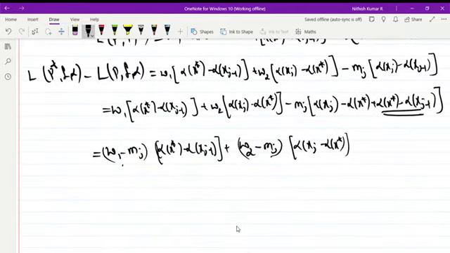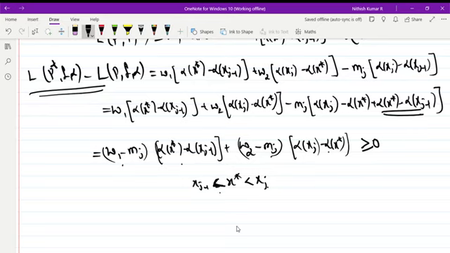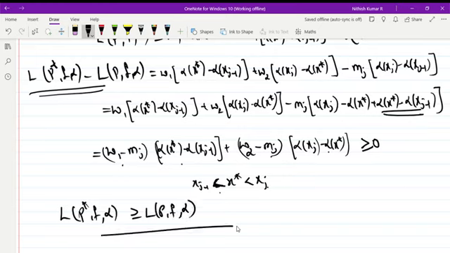Now alpha is monotonically increasing, and xj minus 1 is less than x star, which is less than xj. Therefore alpha of x star minus alpha of xj minus 1 is also greater than 0. Similarly alpha of xj minus alpha of x star is also greater than 0. Therefore all of these terms are greater than or equal to 0. That means this difference is greater than or equal to 0, that is L P star f alpha is greater than or equal to L P f alpha.